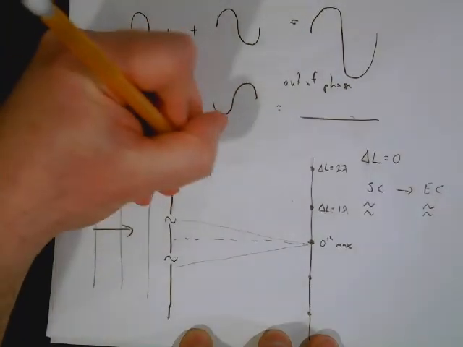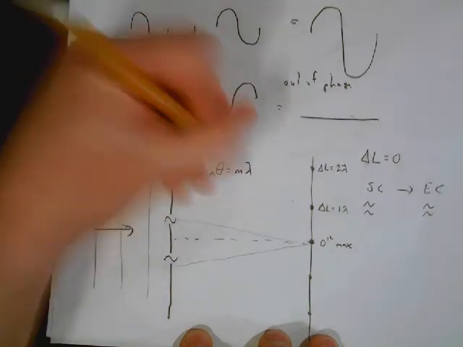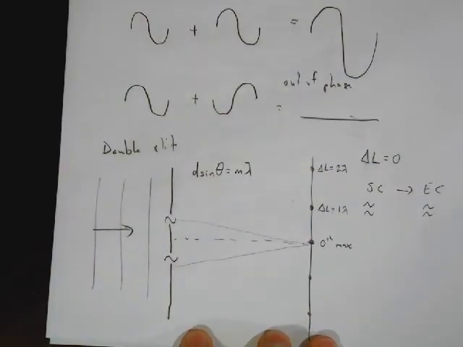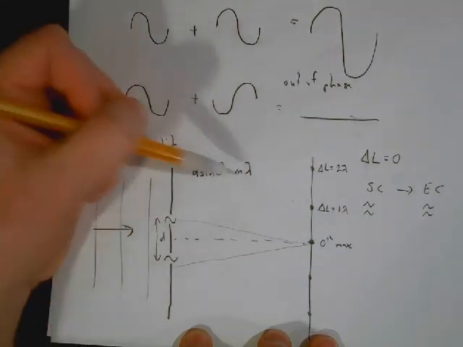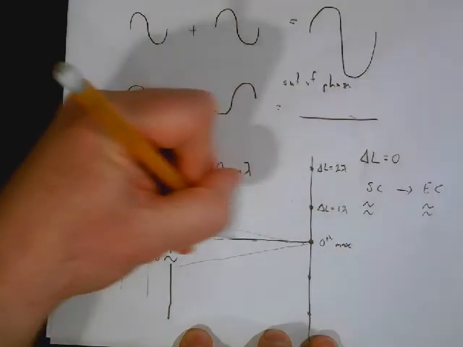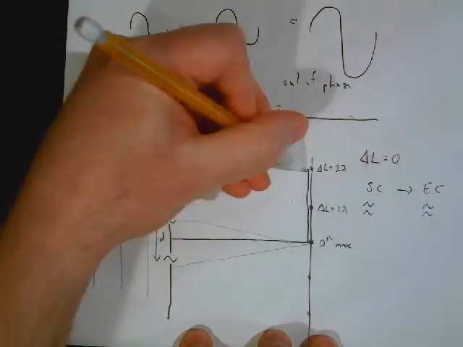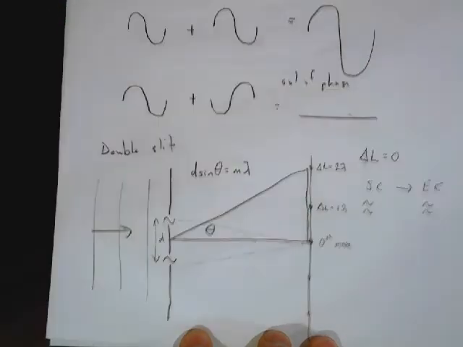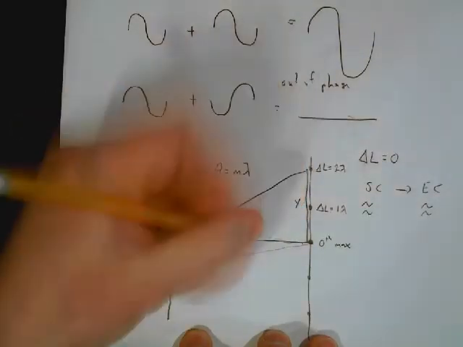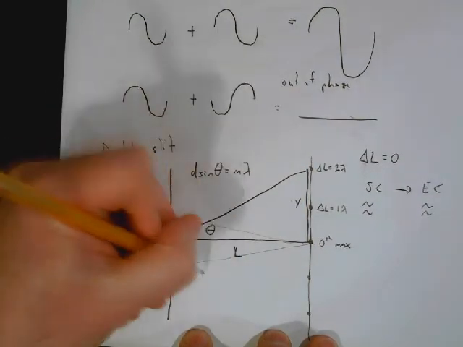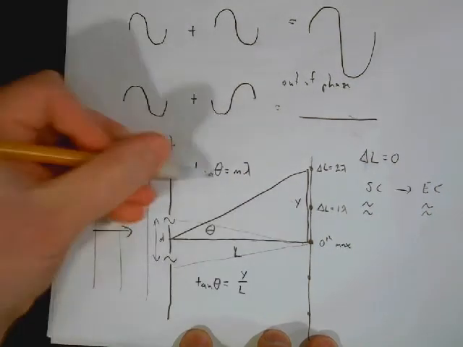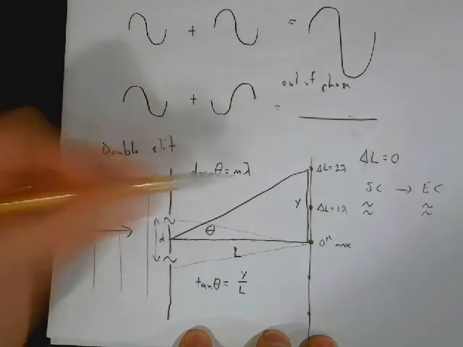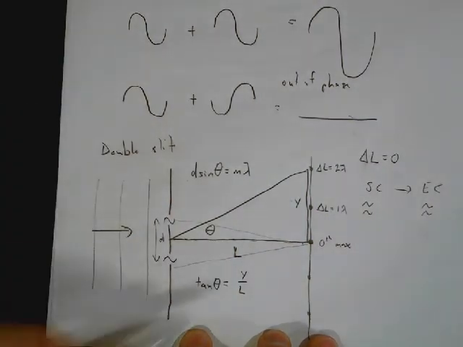And then we had this equation, d sine theta equals m lambda. And this d is from here to here. How do you get sine theta? Well, you do that by this. There's my theta. A lot of times they call this y, and a lot of times they call this L. So if you wanted to find your theta, you would go tangent of theta equals y over L, and then you could find your theta, and if you know your distance, you could find the wavelength. But essentially, it's this equation.